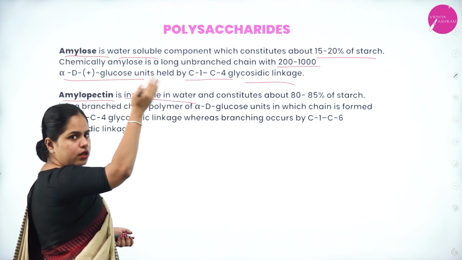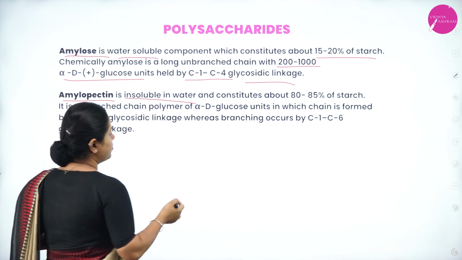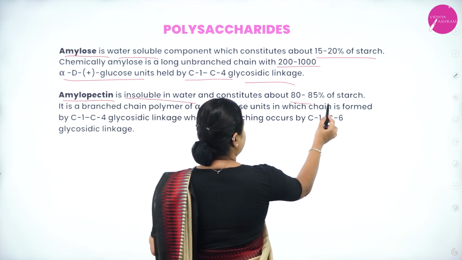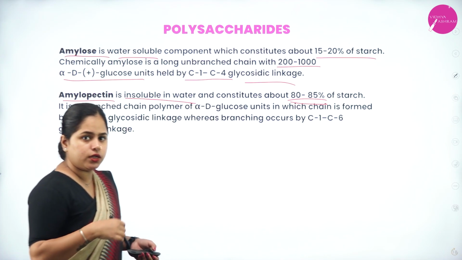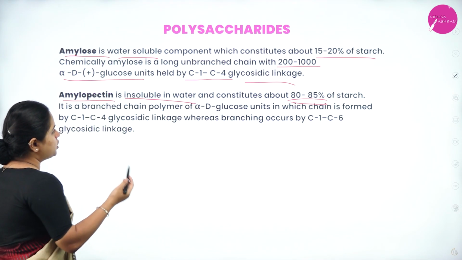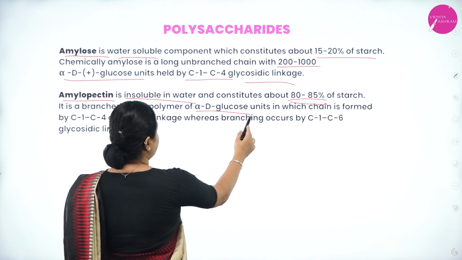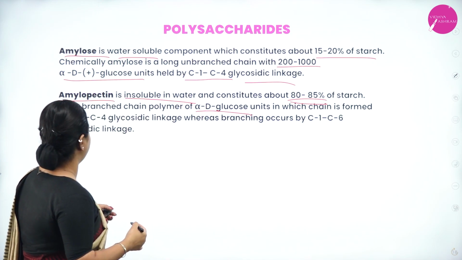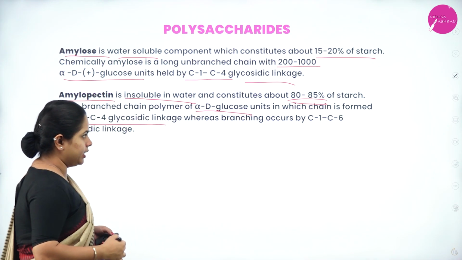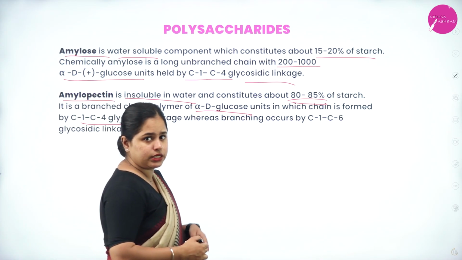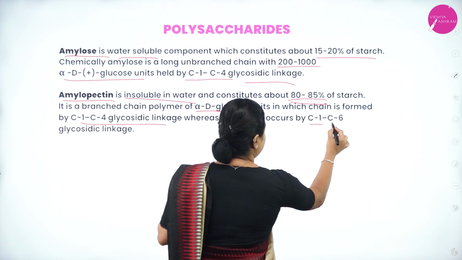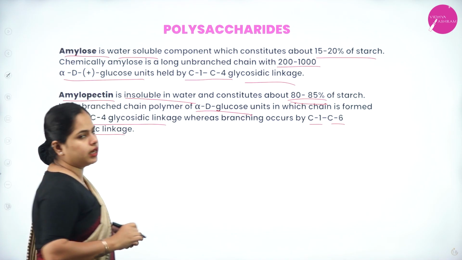Amylose is soluble in water, amylopectin is insoluble in water and constitutes about 80 to 85% of starch. Here the starch content is more. It is a branched chain polymer of alpha D glucose units in which the chain is formed by C1 C4 glycosidic linkage, whereas branching is also present in amylopectin, that is between C1 and C6 glycosidic linkage.